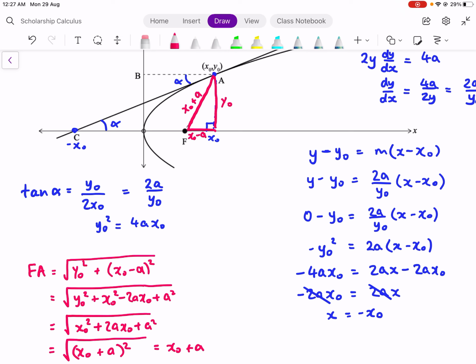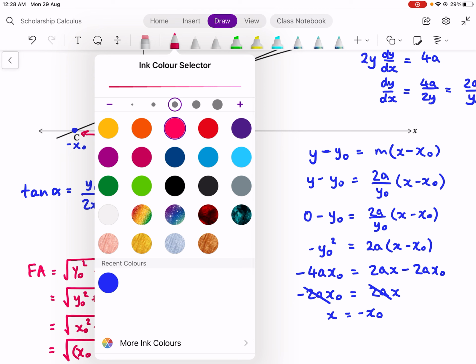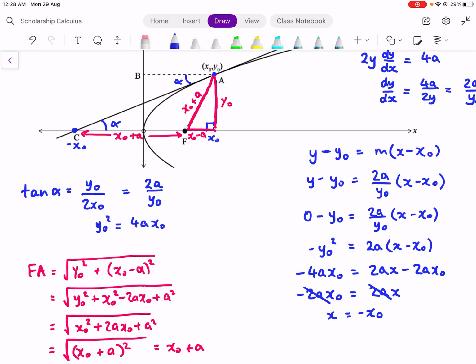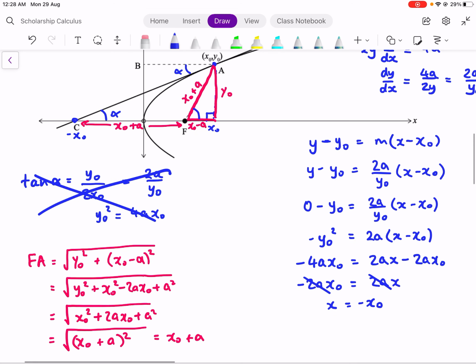And this length is x naught plus a. I was going to do a trigonometric approach and find the angle alpha, because if I can find what that angle is, then I can prove the bisection as well. I need to prove it's 2 alpha and use a double angle formula.